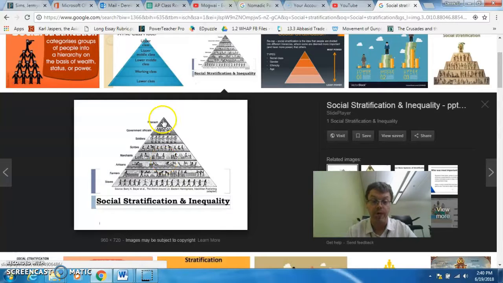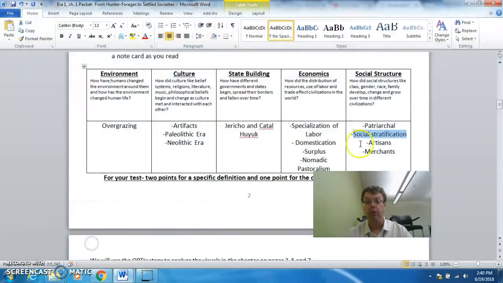People with more power on the top, less power on the bottom. Pharaoh was basically believed to be a god king. Slaves had almost no rights at all. And again, that goes under social structure.